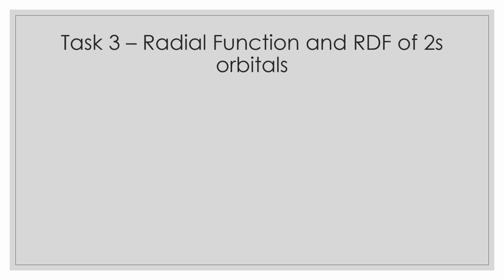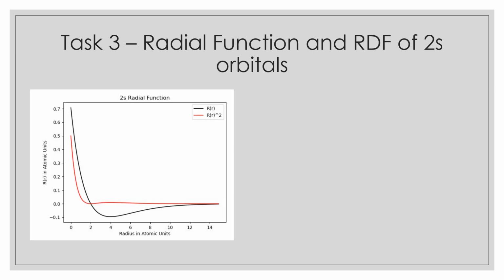In the third task, the objective was to find the radial function and radial distribution function of the 2s and 2p orbitals, coding it in Python to produce graphs. Firstly, the 2s radial function was plotted. However, for the radial function to have physical meaning, we need to find the square of it. So on the same axis, we have both the radial function of the 2s orbital and the square of the radial function of the 2s orbital.